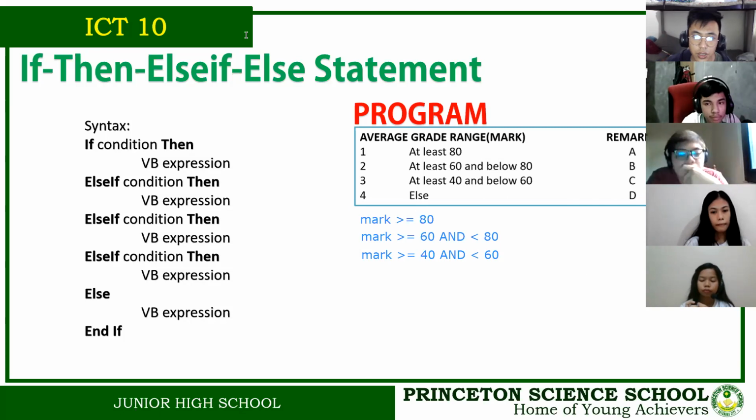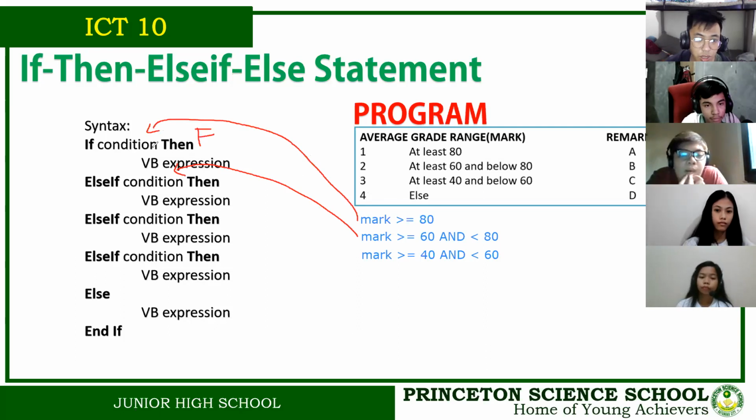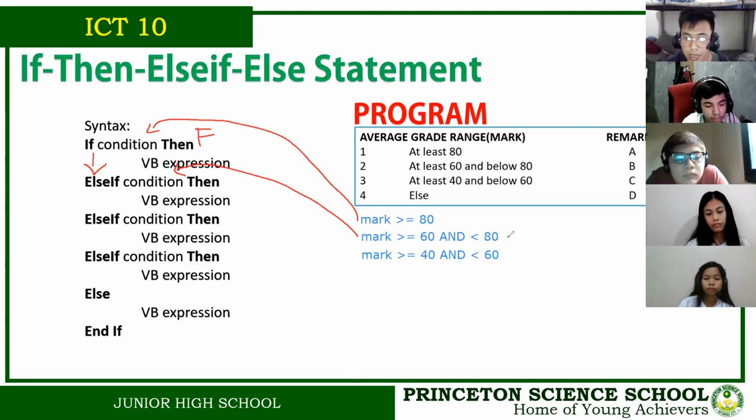Okay, so the first condition, mark is greater than or equal to 80. So if his mark is greater than or equal to 80, his grade will automatically be A. And then for the second condition, let's say that this one is false. It will go to the next condition, which is the next else if. The next else if is the mark should be greater than or equal to 60 and less than 80.